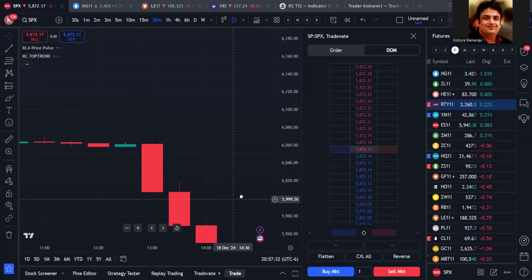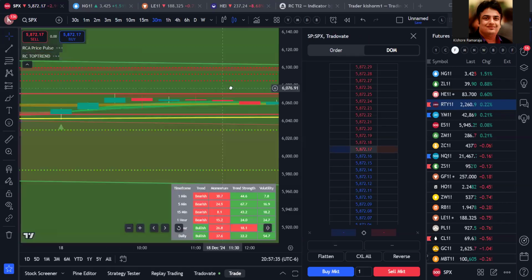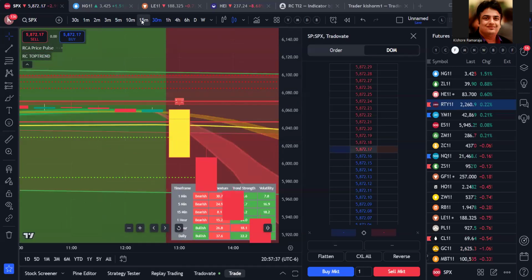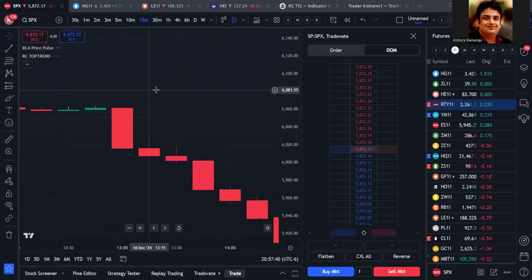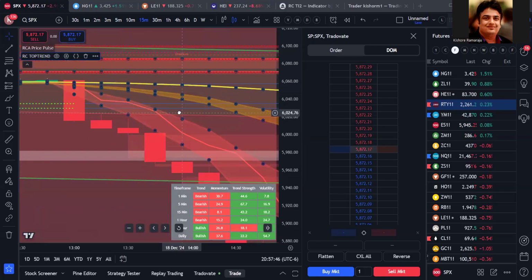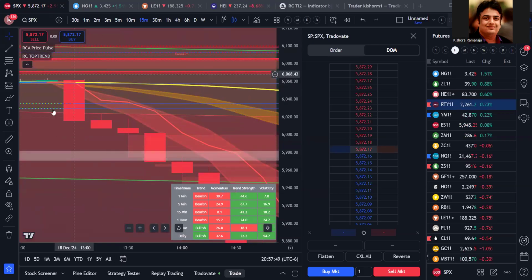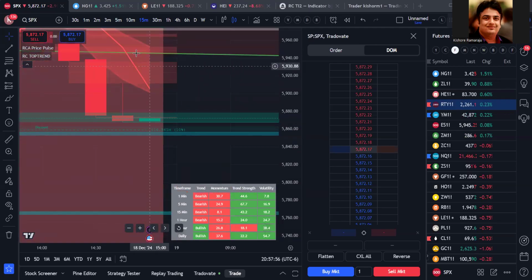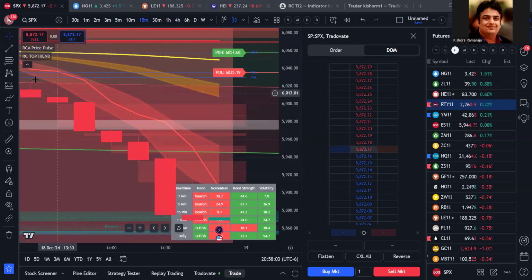So SPX, exactly at 1 o'clock, the line, the price pulse, the top trend became red, the background became red, the price pulse became red, the clouds became red, and it continued to drop the entire day. It was in a bearish trend. We booked a profit somewhere after 7, 8 candles.